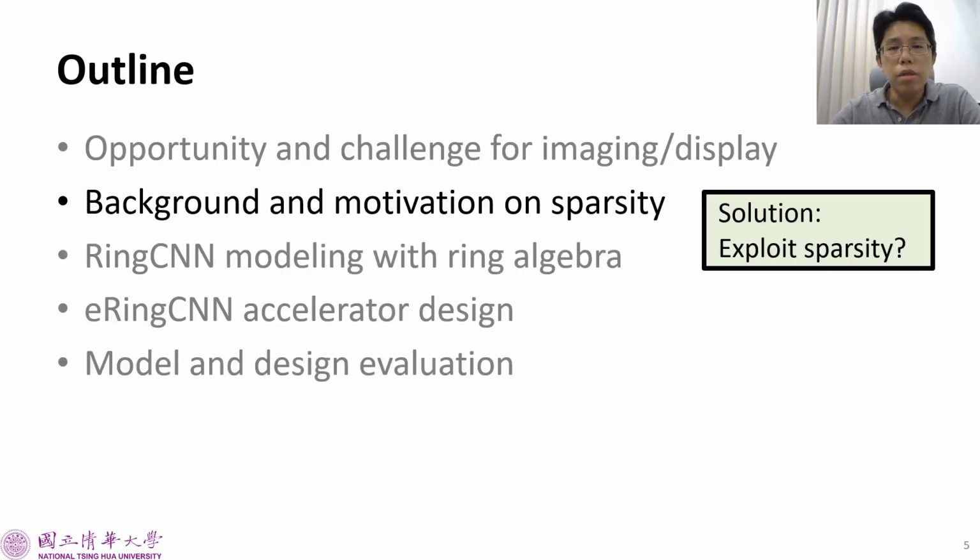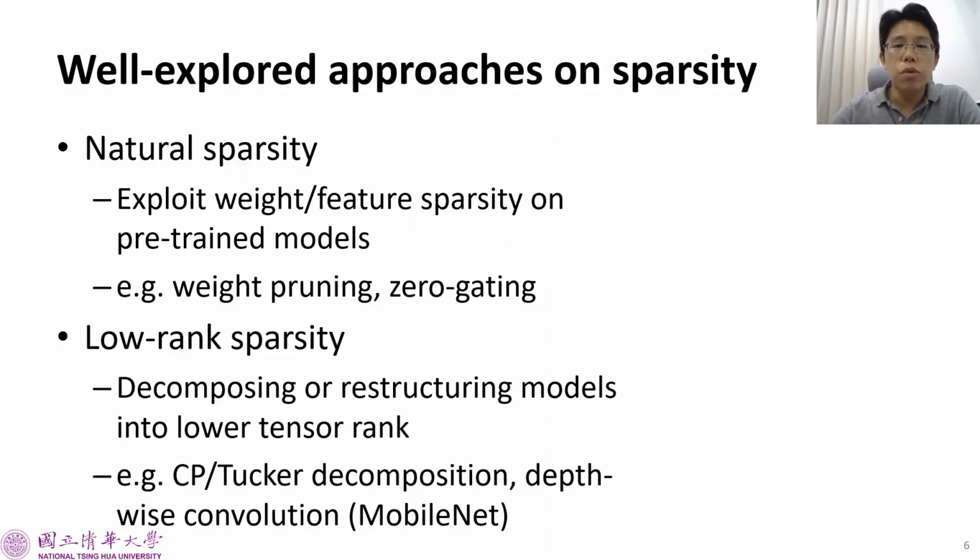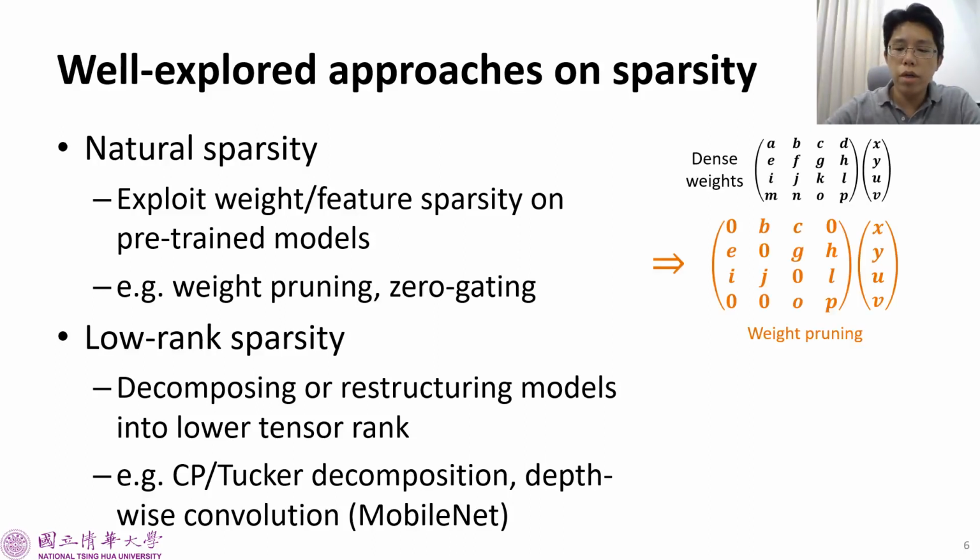Since sparsity seems a reasonable technique to address this issue, I will quickly review the background and summarize our motivation. Here are two well-explored approaches on sparsity. The first one is natural sparsity. It exploits weight and/or feature sparsity on pre-trained models, such as weight pruning or visual gating. For example, for the dense matrix here, we can remove some unnecessary weights to reduce storage or computation.